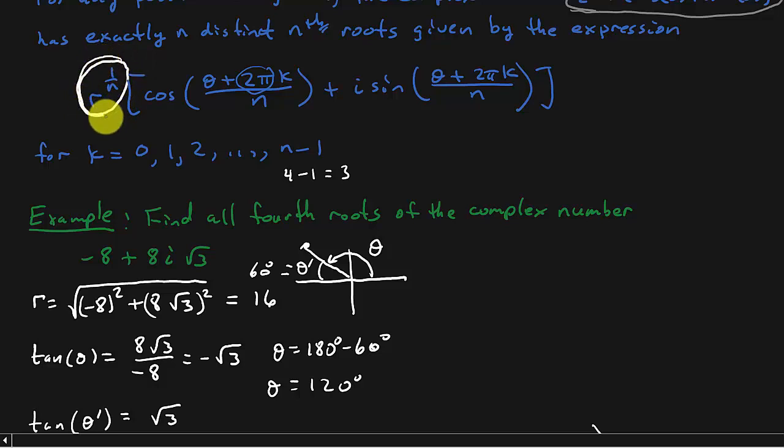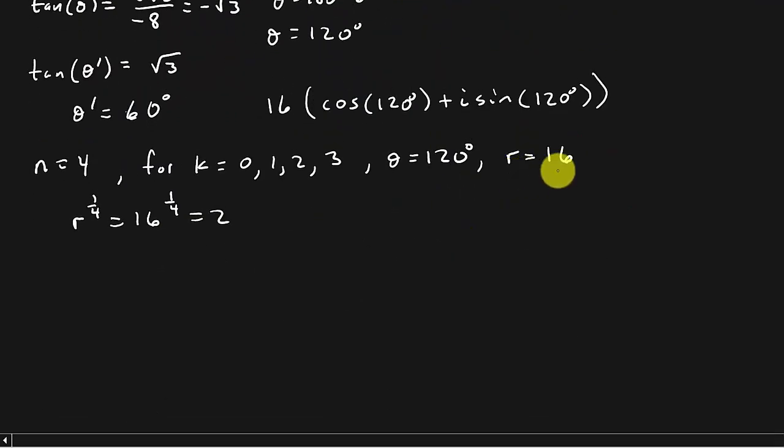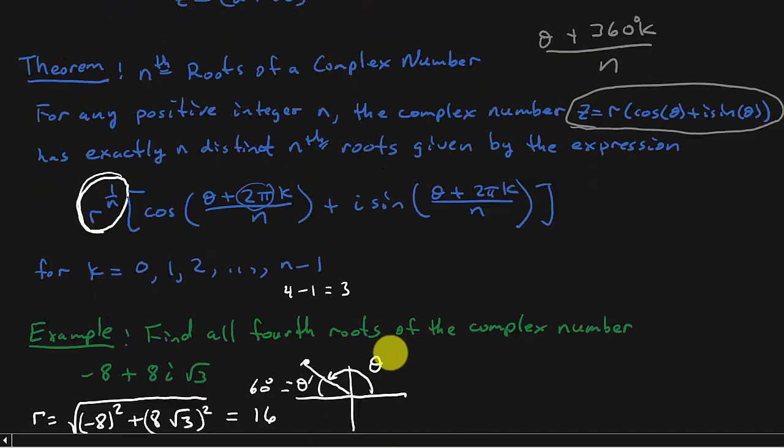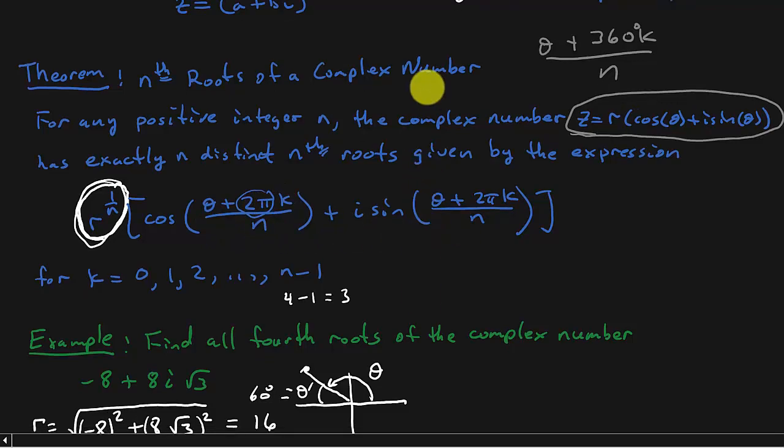R to the 1 over n, or the nth root of r. All right. And so we decided r is equal to 16. So the fourth root of r, which is the fourth root of 16, is 2. Okay, so we know we're going to have 2. This is going to be 2 in front every time. And then we'll just plug in theta and k and n for this.